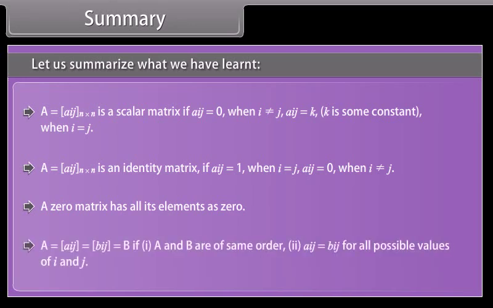A is equal to B if a_ij is equal to b_ij. A and B are of the same order and a_ij is equal to b_ij for all possible values of i and j.